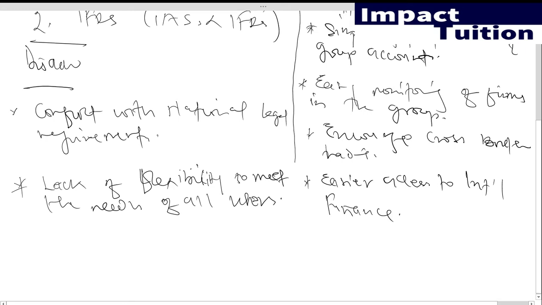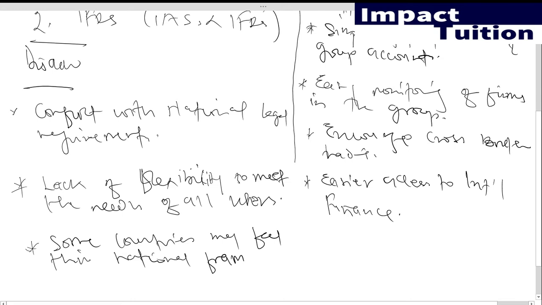And then finally, some countries may feel or believe that their framework is satisfactory or even superior to the IFRS. So some countries may feel their national framework is superior to the IFRS. And this may create problems for international convergence.